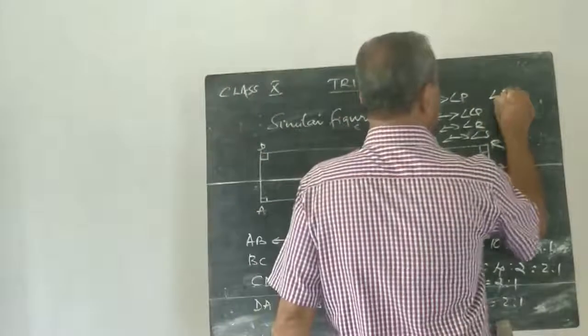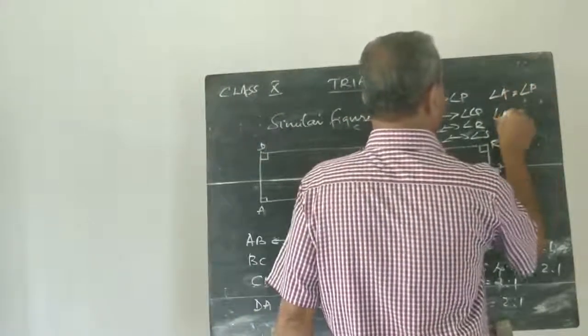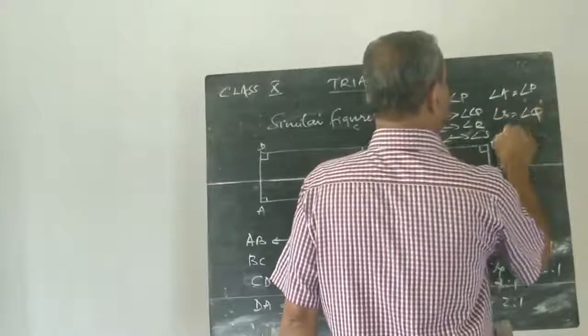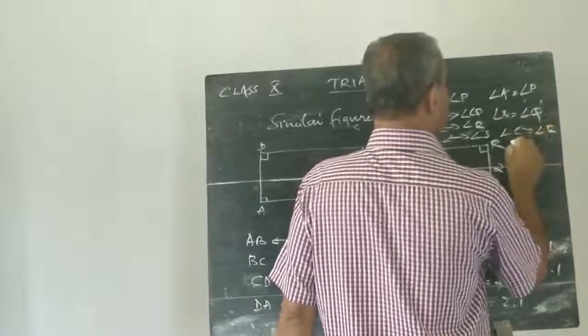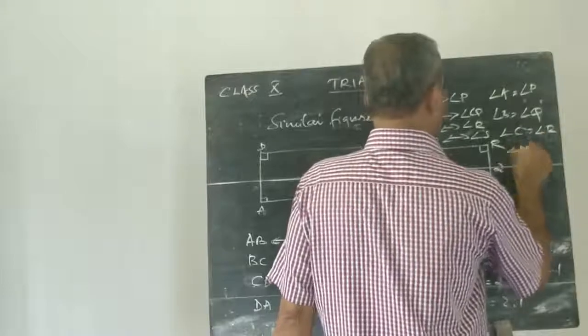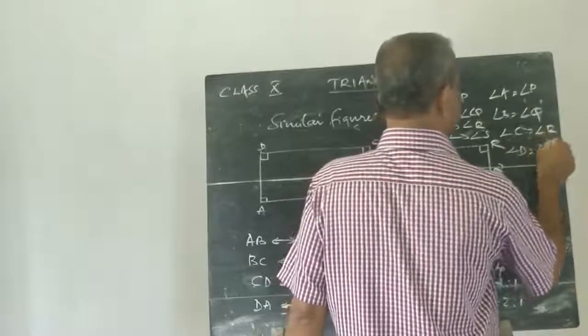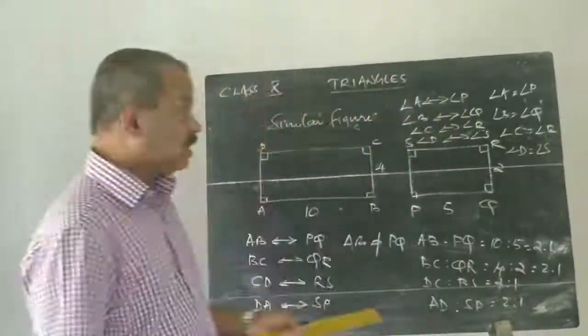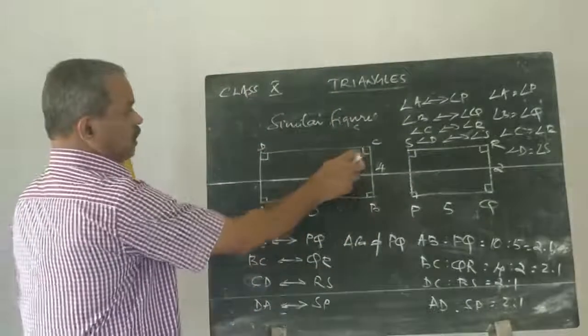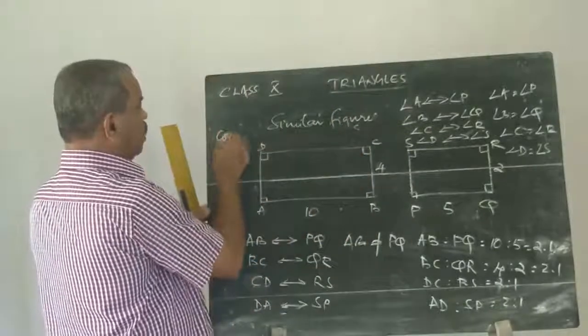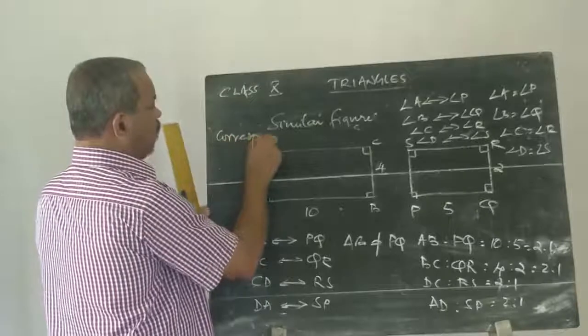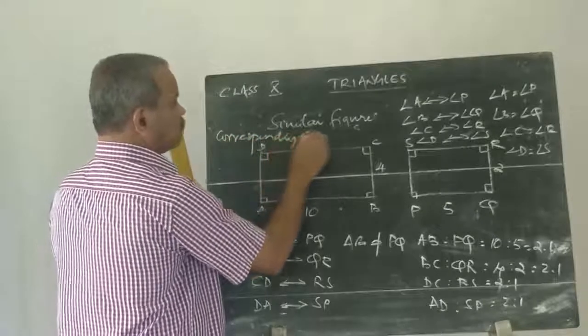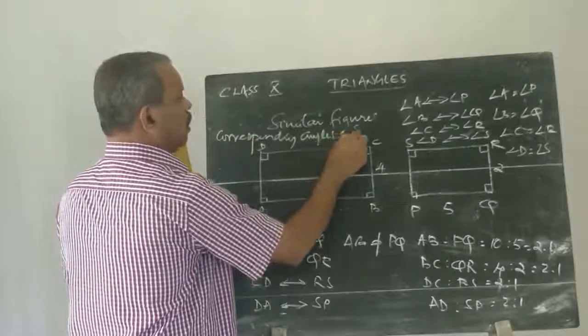So angle A equal to angle P, angle B equal to angle Q, angle C equal to angle R, angle D equal to angle S. So the corresponding angles, in this case, are equal. Corresponding angles are equal.